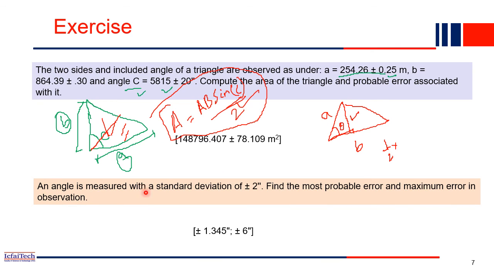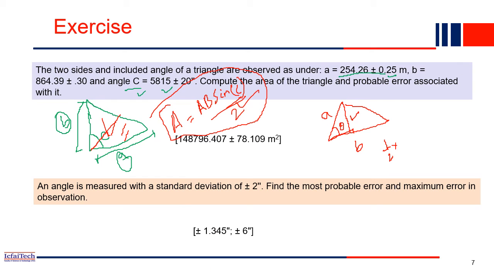An angle is measured with a standard deviation of plus minus 2 seconds. Find the most probable error and the maximum error in the observation. For example, for this triangular area you want to do surveying, and you already measured the angle. The standard deviation, or the error part, is given as plus minus 2 seconds. You have to find the most probable error and the maximum error in the observation. So please read the error part as much as possible and try to solve both problems.